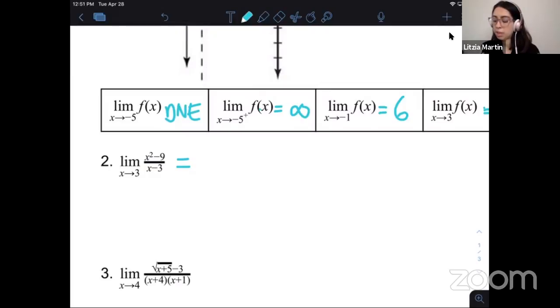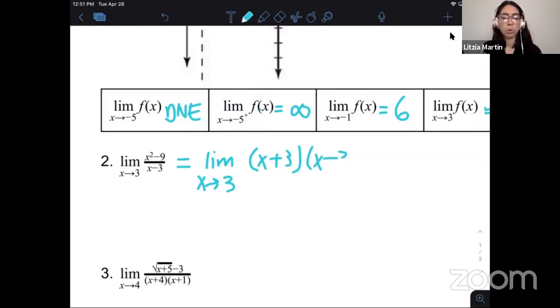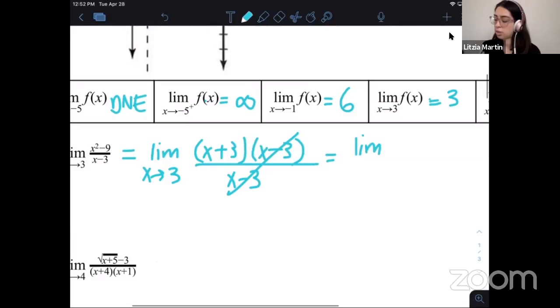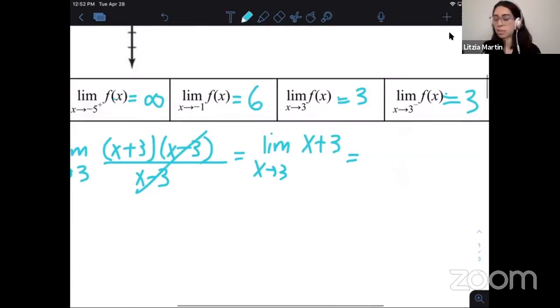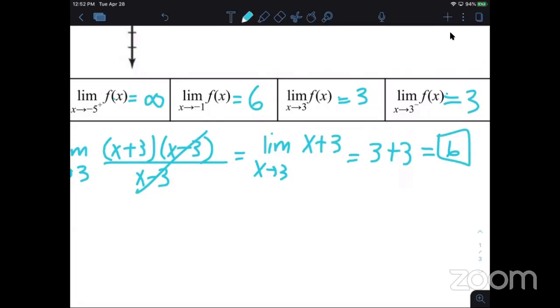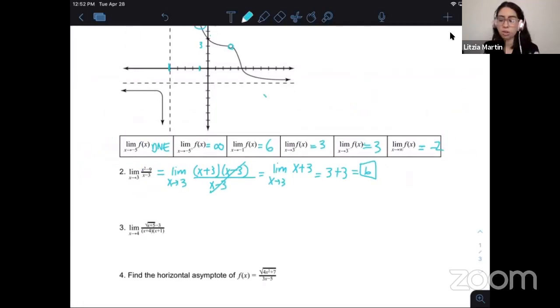I'm going to do that by factoring. That's the difference of two squares up top. So I can break that down and cancel out x minus 3. Now this becomes the limit as x goes to 3 of x plus 3. Now I can do direct substitution. 3 plus 3 equals 6. So that was our factoring method to solve the limit.